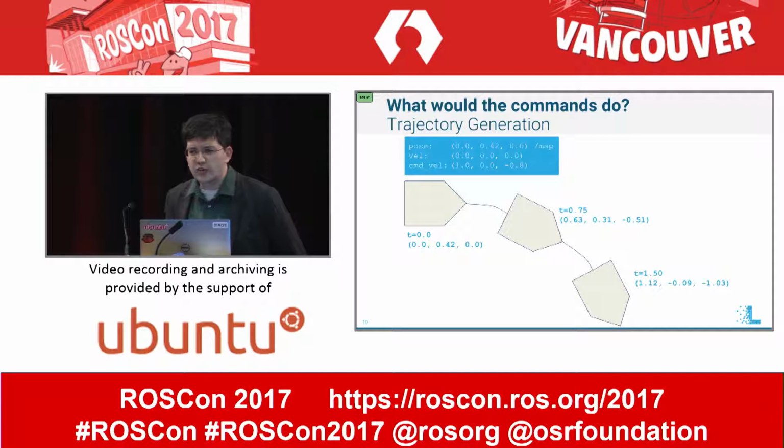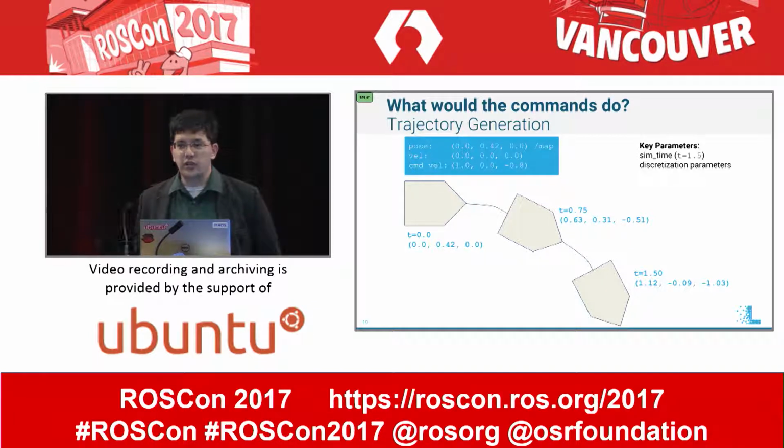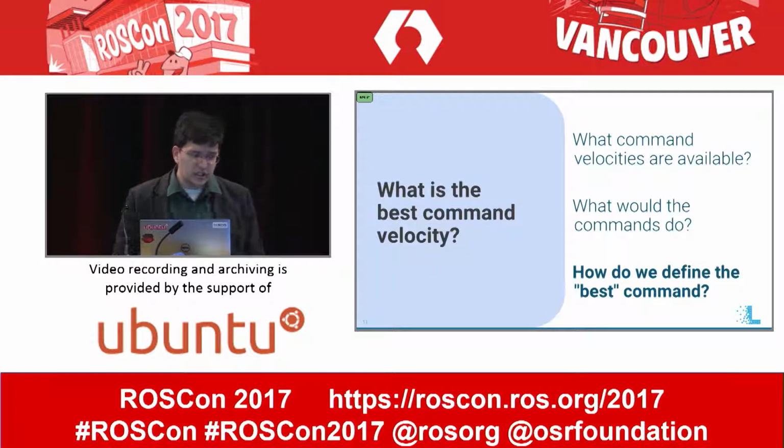And there are two important questions here in terms of parameters, which is, one, how far into the future are we going to project this? This is the sim time variable. And then we also have various discretization parameters that define how many poses we're going to put in between the first and last pose. Here's just the one. And so that step is more or less straightforward, but if you have a more complex robot, it can be as complex as you need it to be. And so the real key question is, how do we define what the best command velocity is at any particular time?